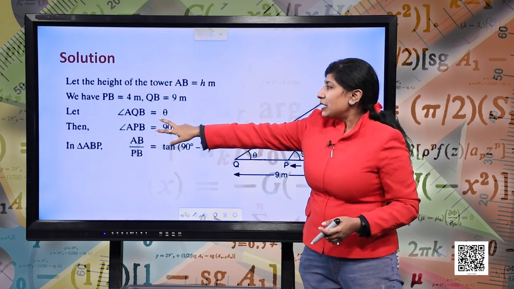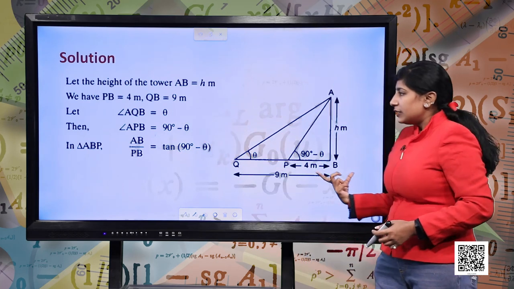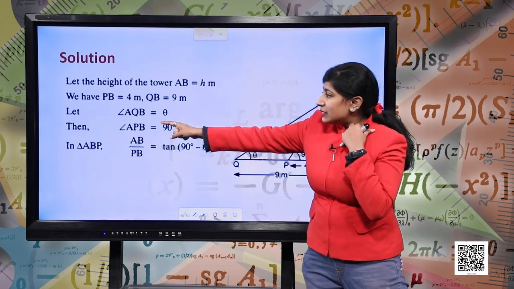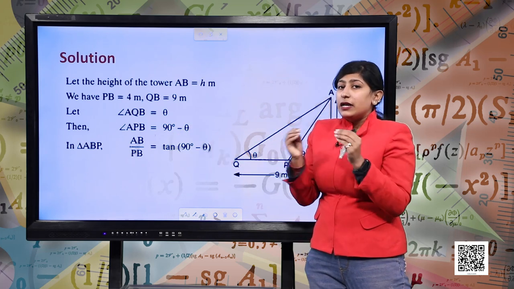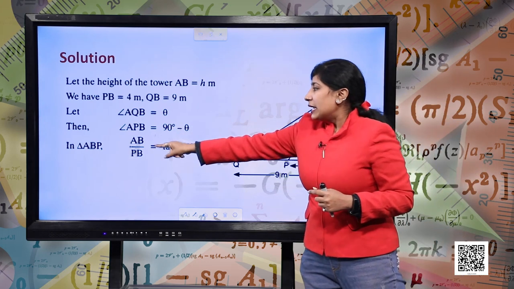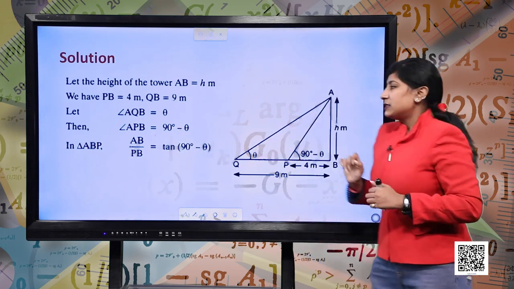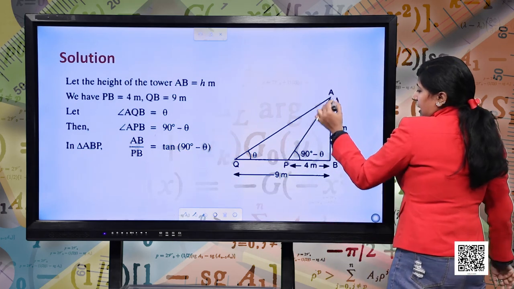Then we have PB equal to 4. We have QB equal to 9, we let that angle AQB is theta. So by using that these two angles are complementary, angle APB is 90 minus theta, okay? So in triangle APB, see, APB.